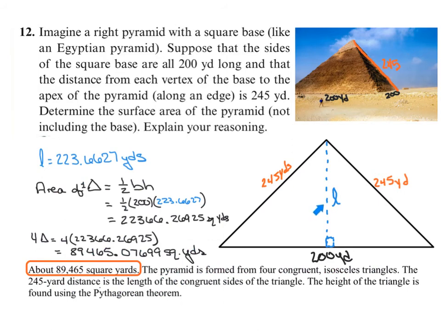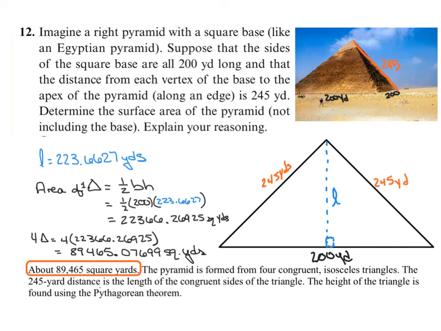We know what L is now. It's 223.6627. We know to find the area of a triangle, it's 1/2 base times height. So if I go ahead and put in the base of 200, the height, which is my L, and divide by 2, I get 22,366.26925 square yards. So that's for one of the triangles, and there are 4 of those.